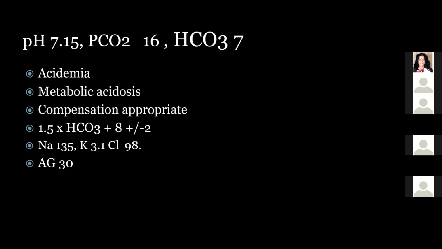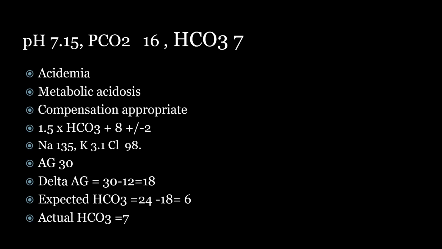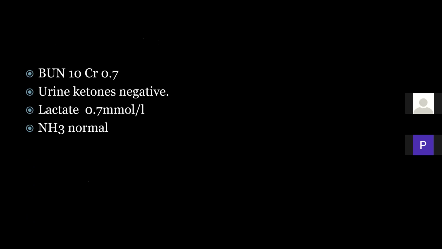Albumin level is normal. Lactate levels, I'll show you those reports. First finish your delta anion gap, because whenever you have a wide anion gap, you have to look for the delta anion gap, which is 18. So the expected bicarb would be 6 and the actual bicarb is 7. So really there's no hidden other metabolic disturbance. It's a plain, simple, wide anion gap metabolic acidosis.